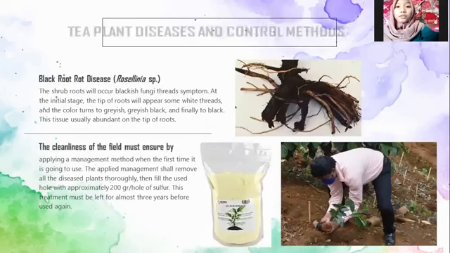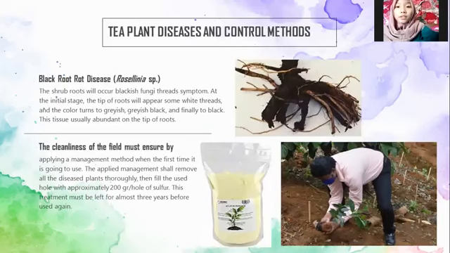Black root disease caused by Rosellinia sp. The shrub roots will show blackish punctate symptoms. At the initial stage, the tips of the roots will show some white threads, and the color turns to grayish black, and finally to black. The tissue is usually abundant at the tip of the roots.